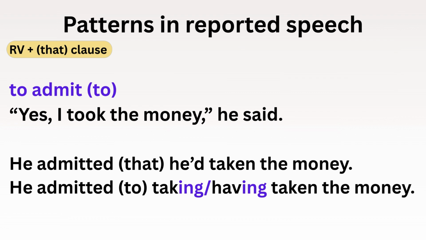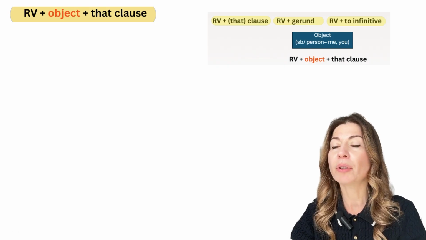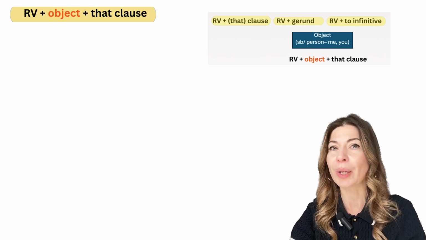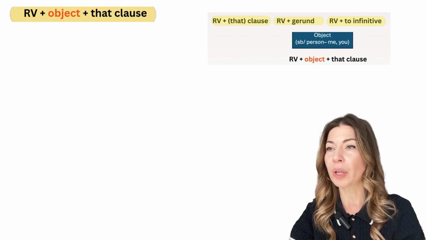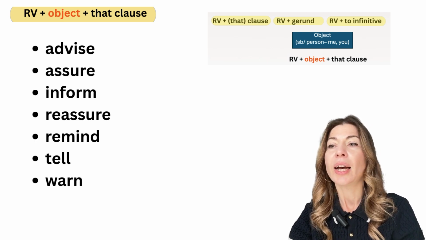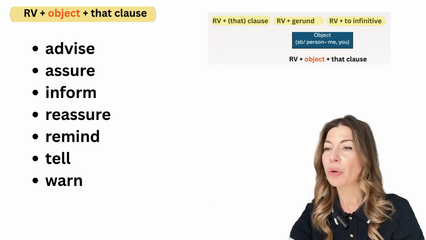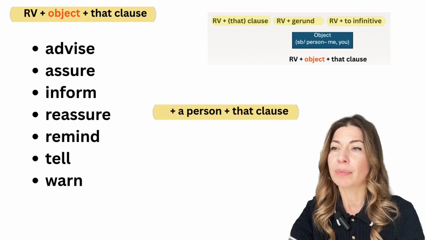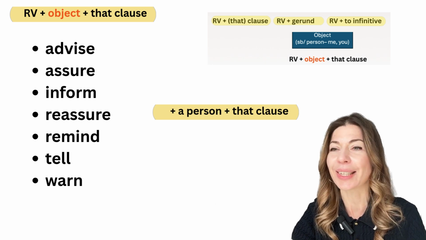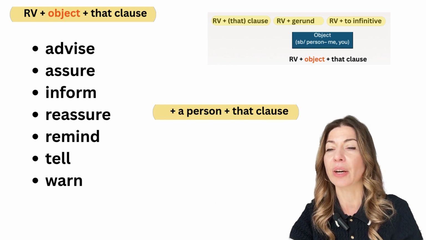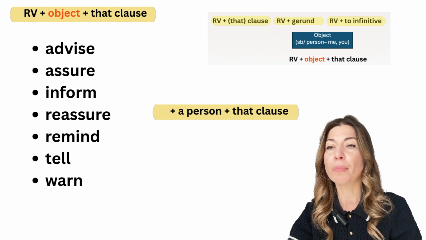Okay, now let's talk about reporting verbs plus object plus that clause. You remember there is an option that we can add an object in between the reporting verb and the that clause. These verbs are advise, assure, inform, reassure, remind, tell, warn. So the point is that the object is necessary, is essential, and is obligatory here. We cannot omit it. So you should use a person here, right? And then a that clause. But other structures, again, are possible with some verbs.